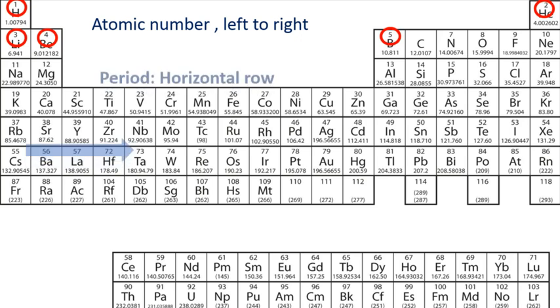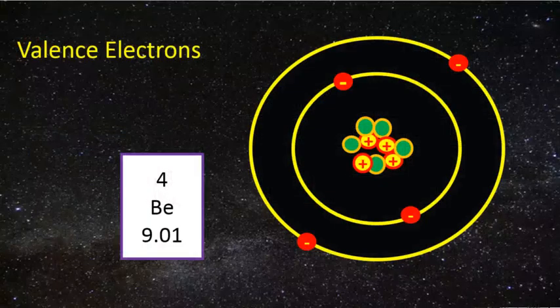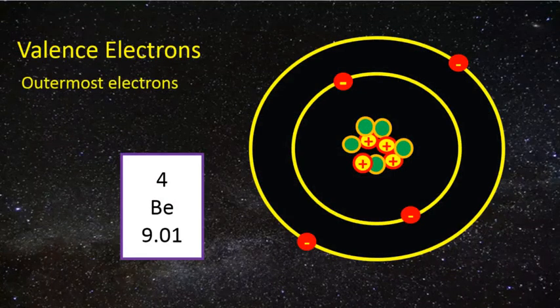These horizontal rows are called periods, and again, they increase in number going from left to right. Now, before we talk any more about the periodic table, we need to learn a little bit about valence electrons. Valence electrons are the outermost electrons of an atom.